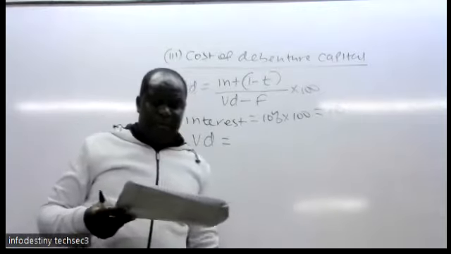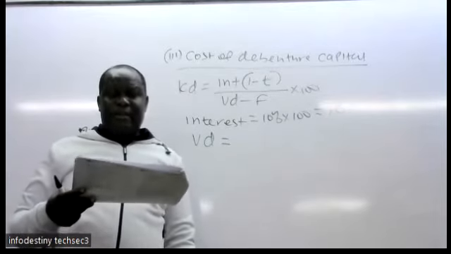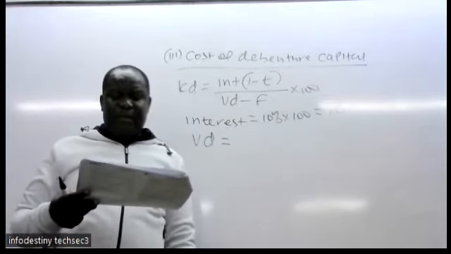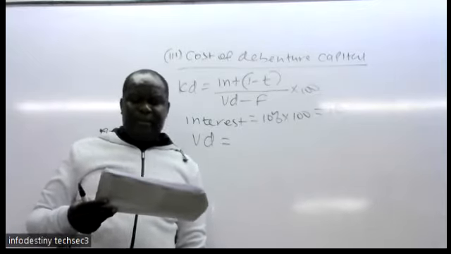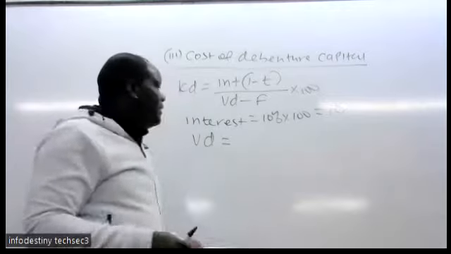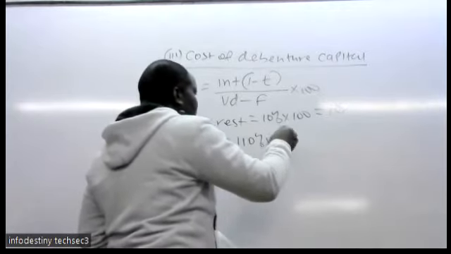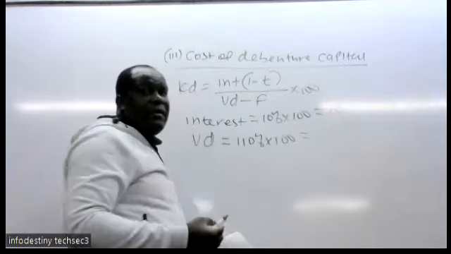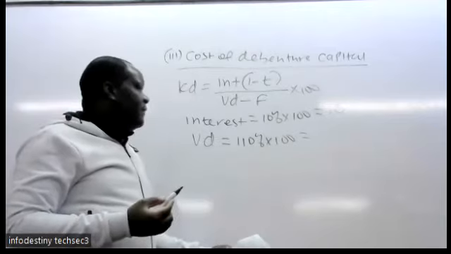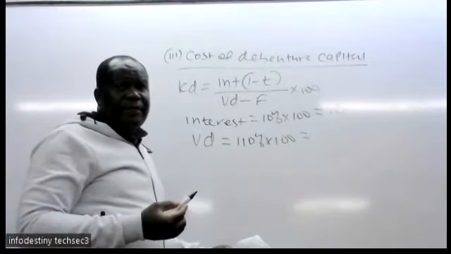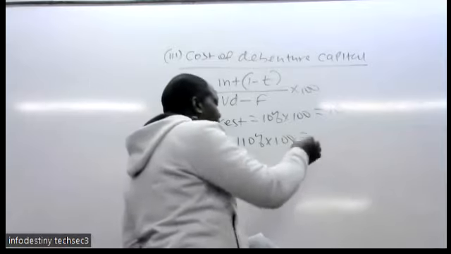For the current value of the debenture, we check in note number 4. The existing 10% debenture is currently trading at 110% of the par value. So get 110% of 100. That should give you the amount for the current value of the debenture.